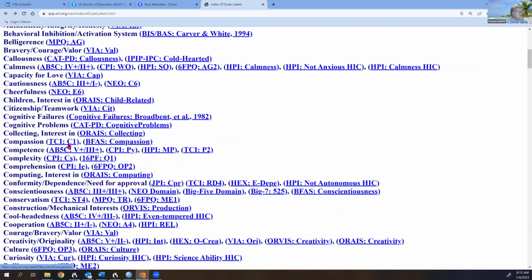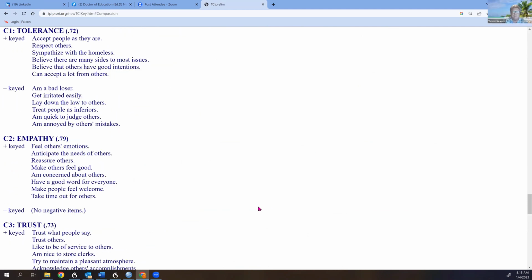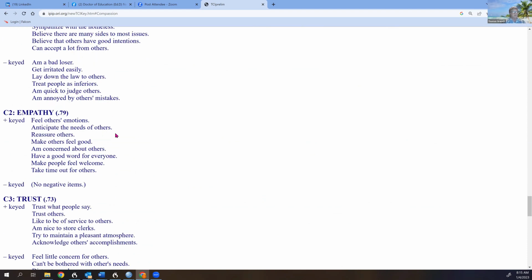So for example, for compassion, often in a qualitative dissertation, you're doing a phenomenological study, the lived experiences of people. I like to think of it as, what was it like for you to have this happen? And so, for example, if you're looking at empathy, they feel others' emotions, anticipate the needs, reassure others, make others feel good. I'm concerned about others, things like that. So you can kind of get a general frame of, here are the things that I'm looking for.